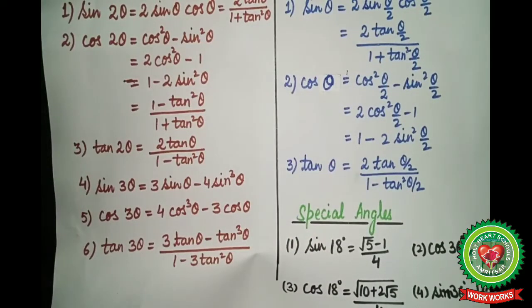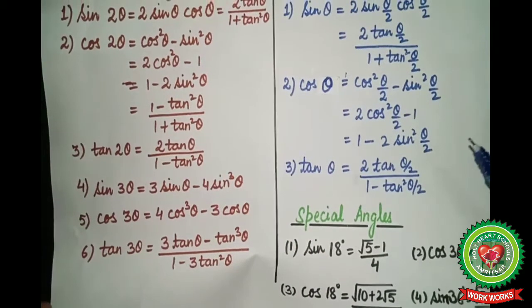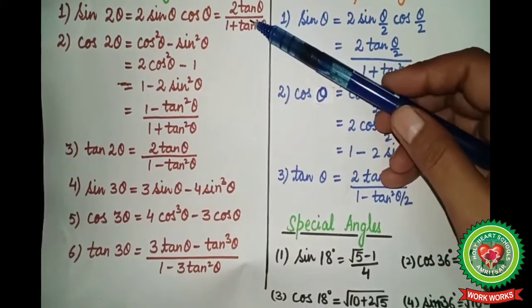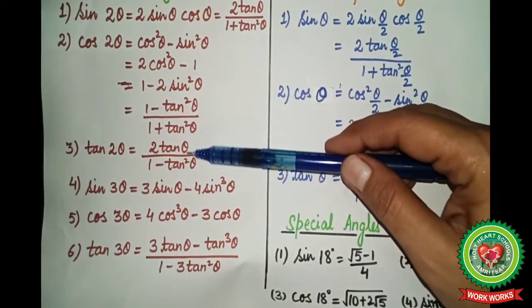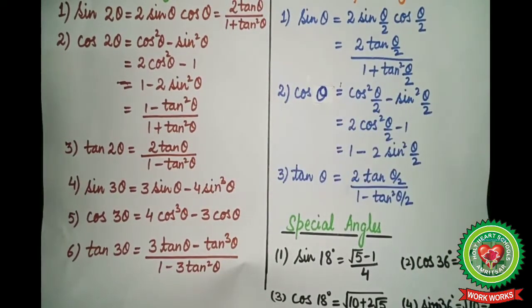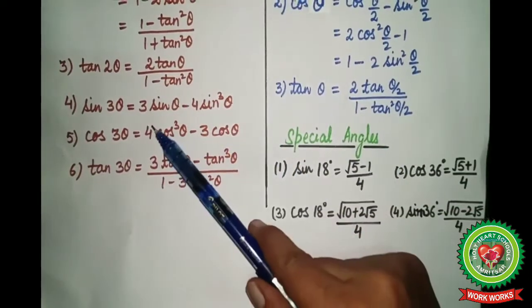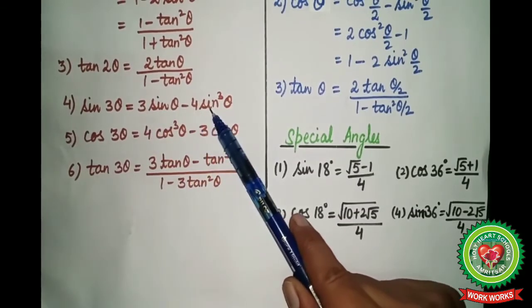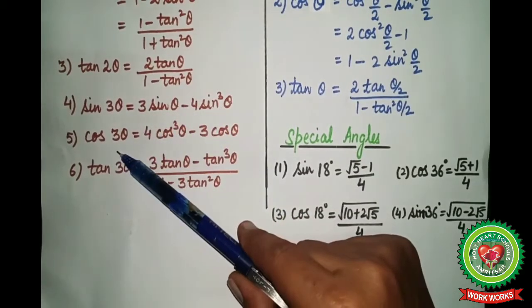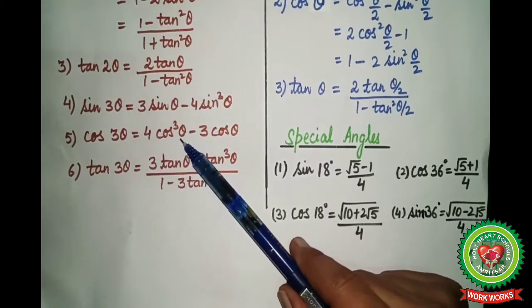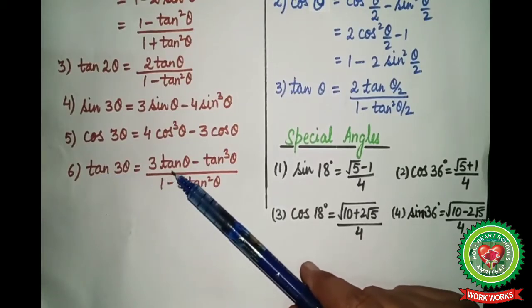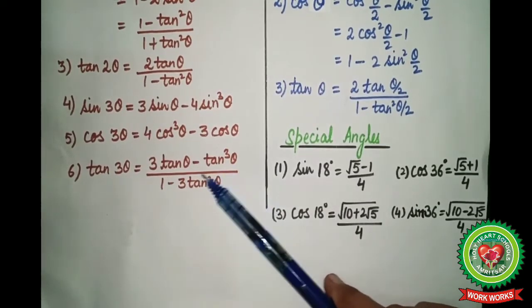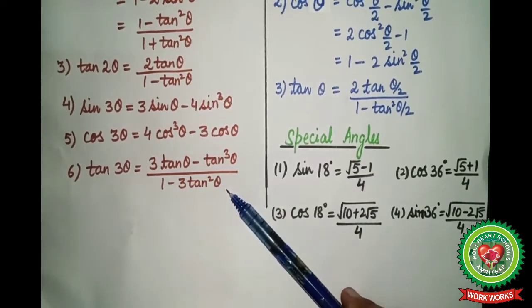Next formula is for tan 2 theta. Tan 2 theta can be obtained by dividing sin 2 theta and cos 2 theta. So formula is 2 tan theta upon 1 minus tan square theta. Next is sin 3 theta. Sin 3 theta is equal to 3 sin theta minus 4 sin cube theta. Cos 3 theta is equal to 4 cos cube theta minus 3 cos theta. Tan 3 theta is equal to 3 tan theta minus tan cube theta upon 1 minus 3 tan square theta.